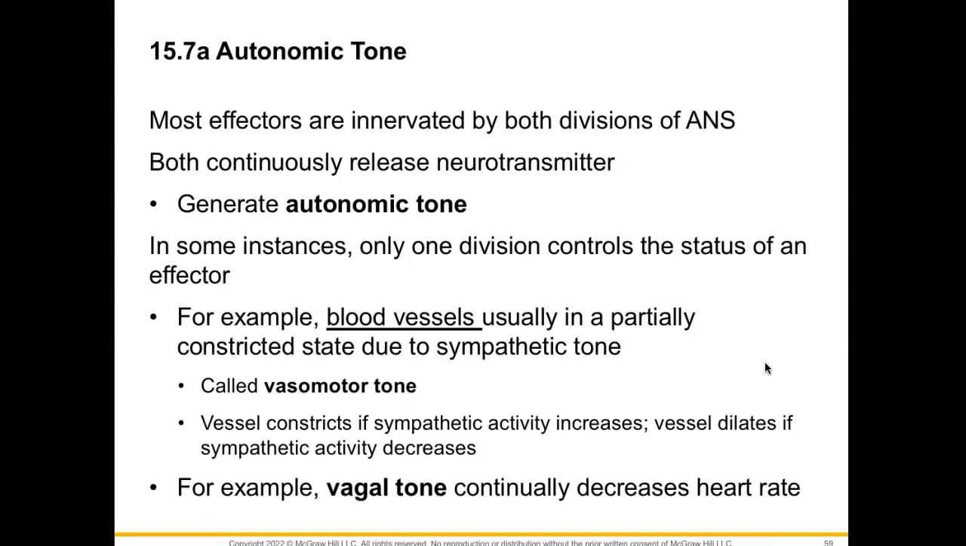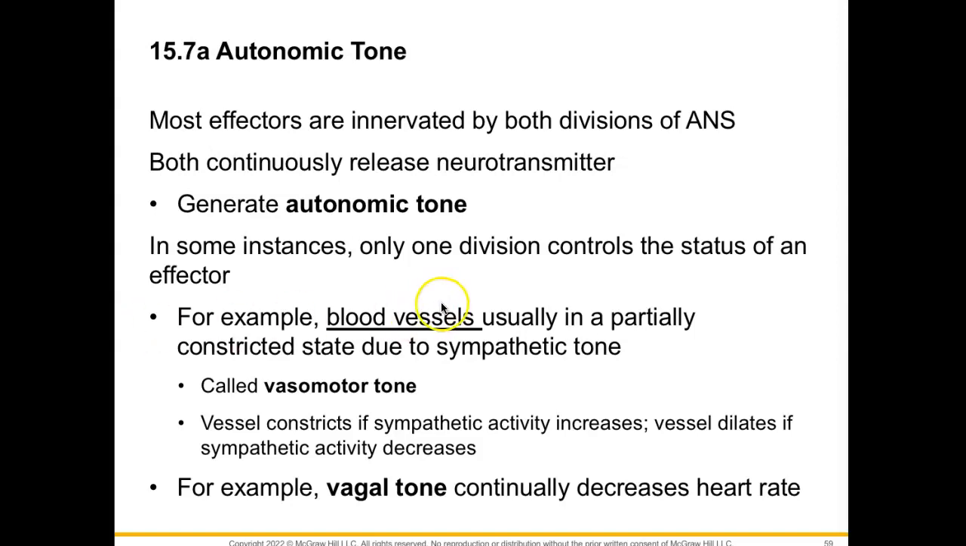We'll see that most of our effectors are innervated by both divisions of our autonomic nervous system, and both will continuously release neurotransmitters, generating what's known as autonomic tone. You can define autonomic tone as being just the general activity rate of both the sympathetic and parasympathetic aspects of the system. And in some instances, we're going to see that only one division controls the status of an effector.